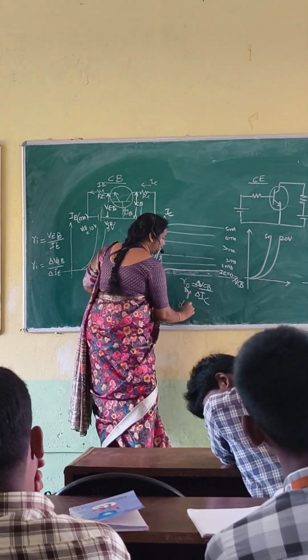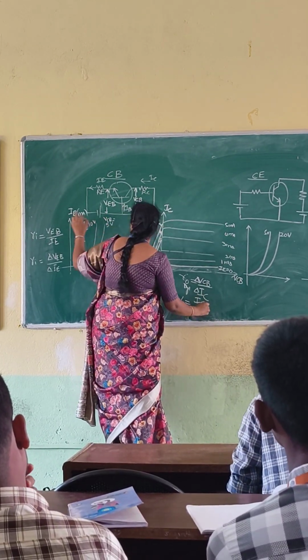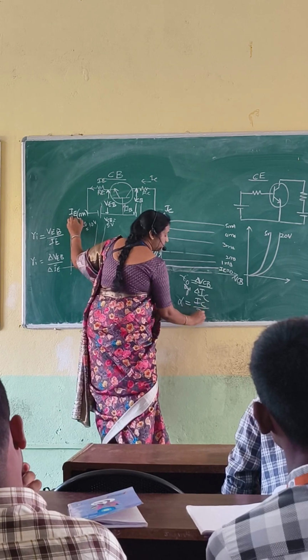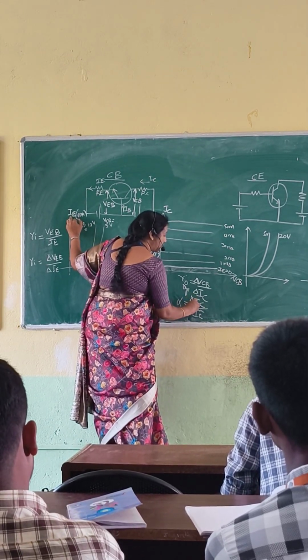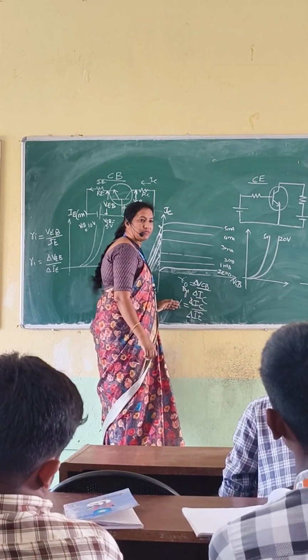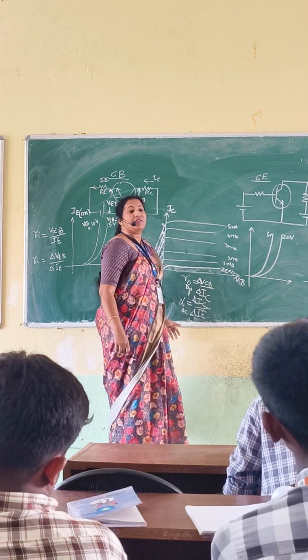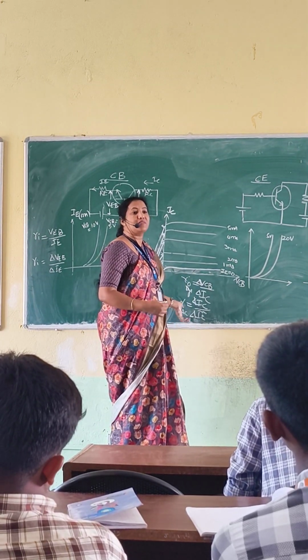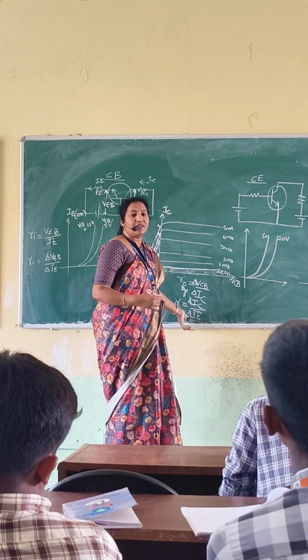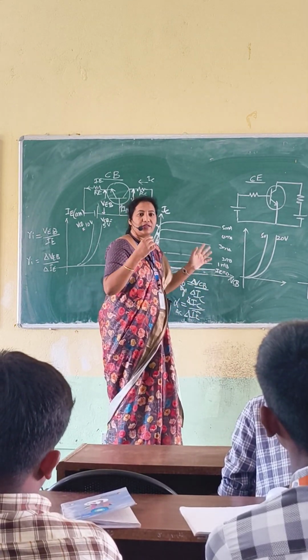So alpha is equal to output current, what is it? IC. Input current is IE. Change in the output current to change in the input current will give you the amplification factor. For DC, you have to write simply IC by IE. For AC, you have to write delta IC by delta IE. Right.